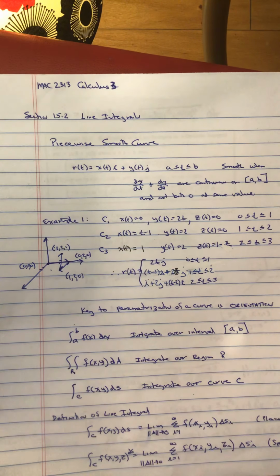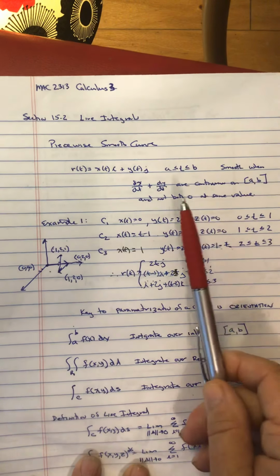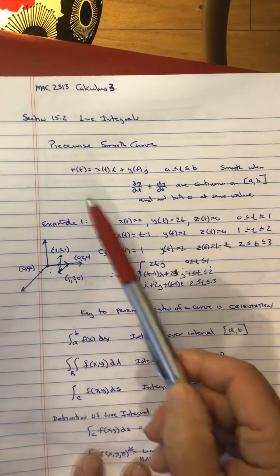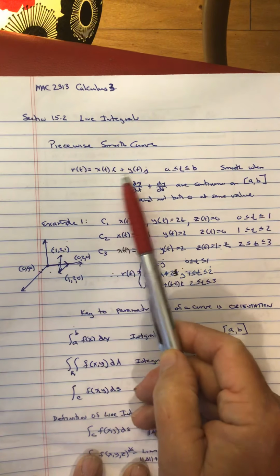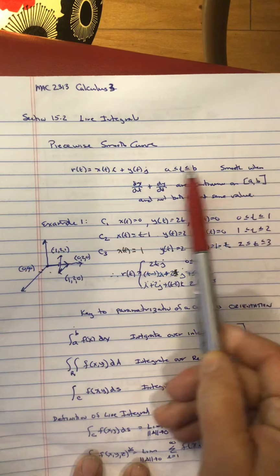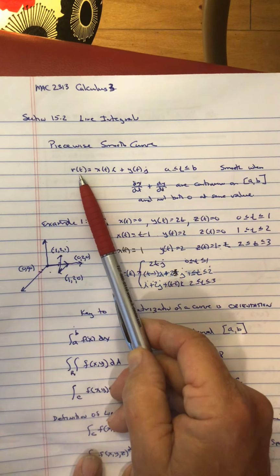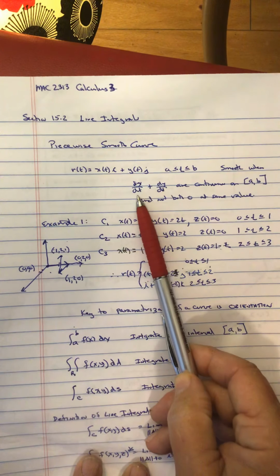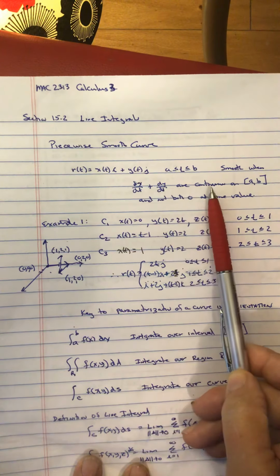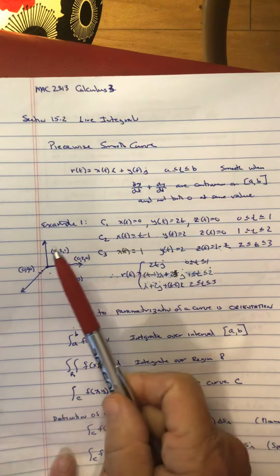All right, the second section of chapter 15 talks about line integrals. Before we can talk about line integrals, we need to talk about piecewise smooth curves. R of t, x of t i plus y of t j, t going from a to b, is smooth when, back to the first chapter where we did paths, the derivative of x in relationship to t and the derivative of y in relationship to t are continuous from a to b, and they're not zero at the same time. If that's the case, then it is smooth.